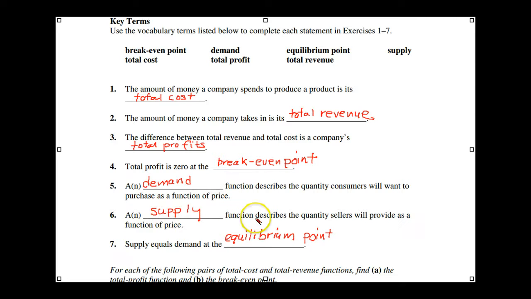The supply function describes the quantity sellers will offer. I think we did that one already. Okay, and then the point where they sort of balance out, that's the equilibrium point. Remember, you're going to have a graph that goes up. That's the demand. And then the supply. And right there in the middle, where they intersect, is the equilibrium point.